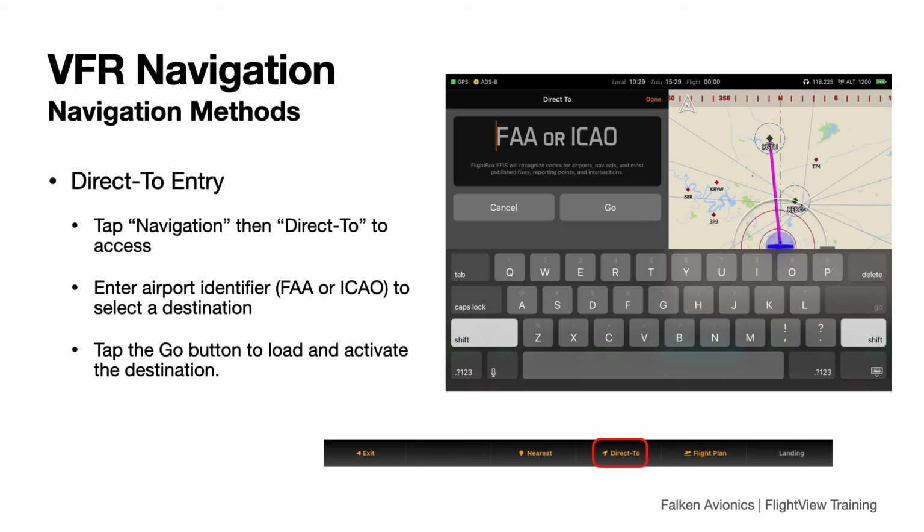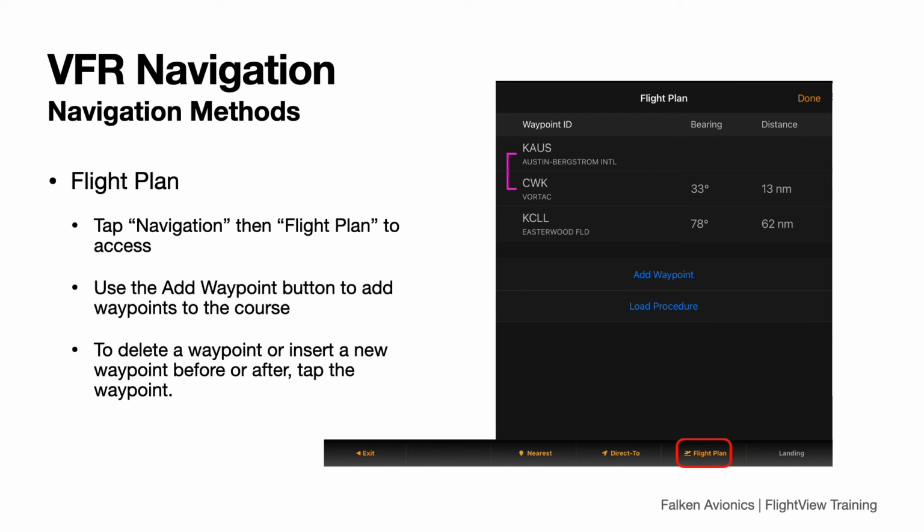The next option for navigation is the classic Direct To. Just tap the Direct To button, enter the FAA or ICAO code for the destination airport, nav aid, or intersection, and off you go. The final option is to create a formal flight plan. This is done by simply entering a series of waypoints using the same process as you use for Direct-to routes. First, tap the Add Waypoint button, enter the waypoint identifier, and tap Go. The point will be appended to the plan. Repeat as necessary for each of the points in your plan.